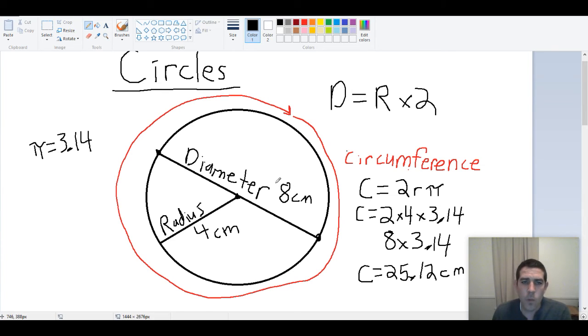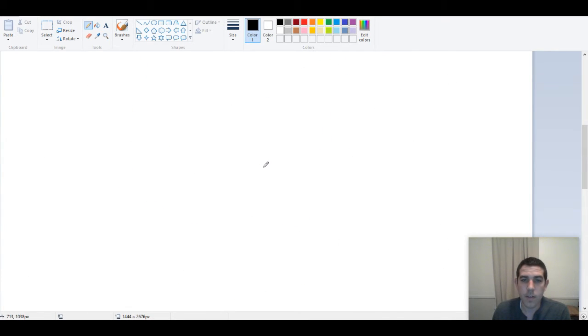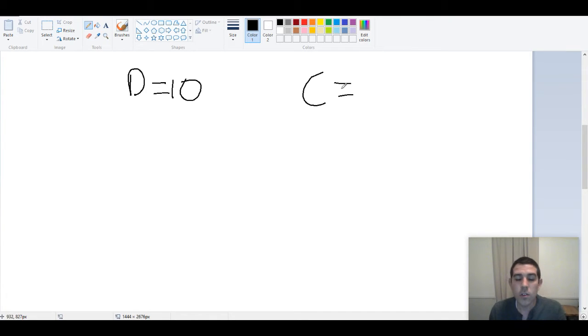I guess what if I gave you the diameter? What if you didn't know what the radius was and I only told you what the diameter was? Like maybe the diameter in a different problem was 10. Could you figure out the circumference using 2 times radius times pi? Well, the answer is yeah, because if we know the diameter, we know what the radius is. The radius is always half of the diameter.